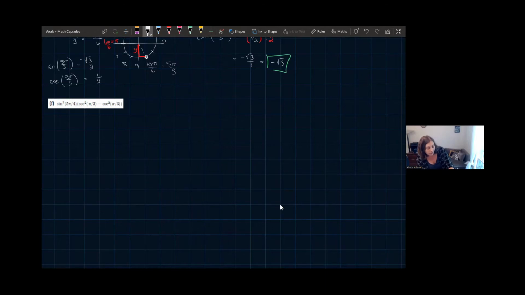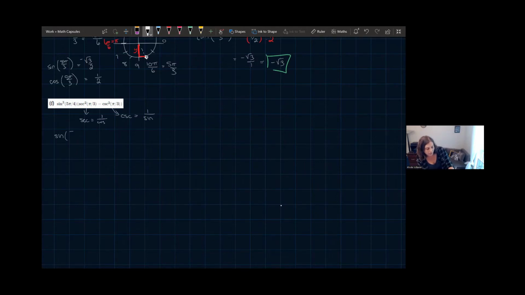So what do I need? I need sine of 5 pi on 4. I need secant of pi on 3. So for this one, I'm going to need to know that secant is equal to 1 over cosine. And then I need cosecant of pi on 3. To get that, I'll need to know that cosecant is 1 over sine.